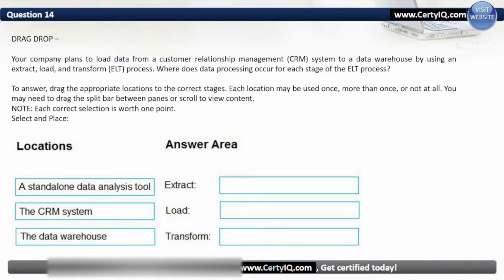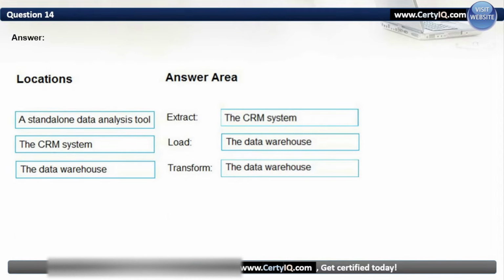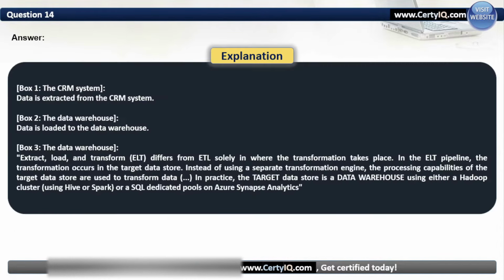The locations provided to us are a standalone data analysis tool, the CRM system, the data warehouse. To the answer area, extract. The correct option is the CRM system. To the next statement, load. The correct option is the data warehouse. Then to the next statement, transform. The correct option is the data warehouse. About box 1, data is extracted from the CRM system. About box 2, data is loaded to the data warehouse.